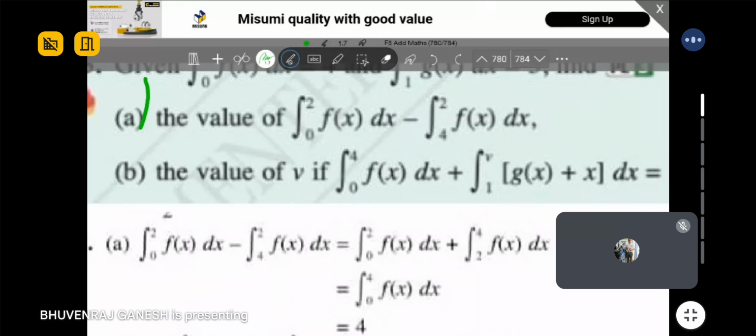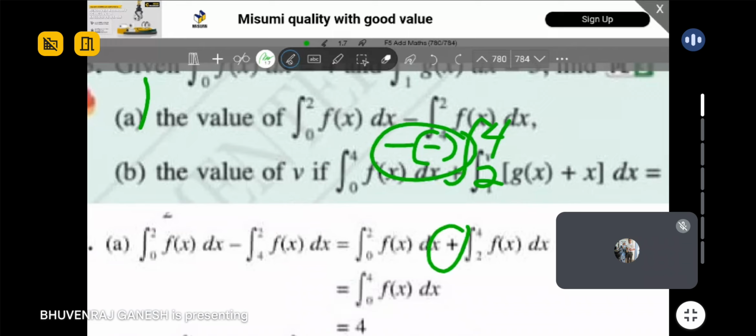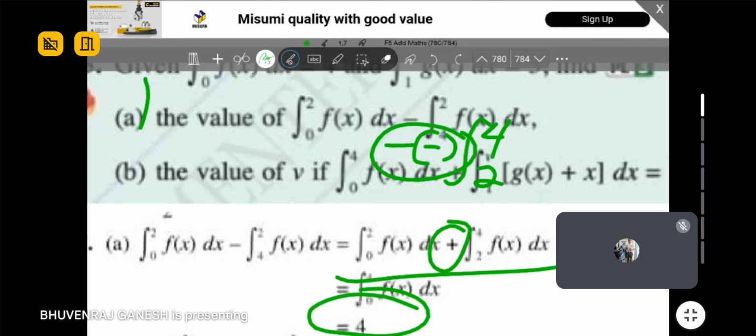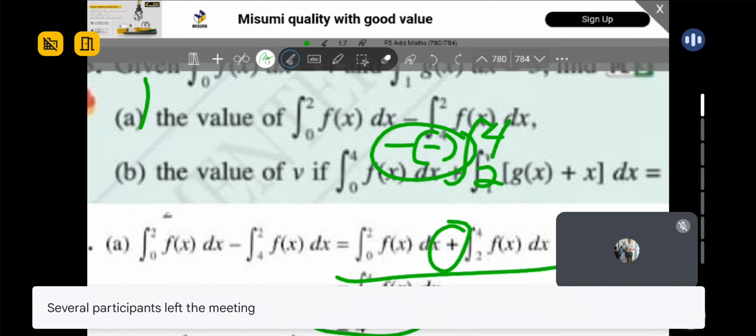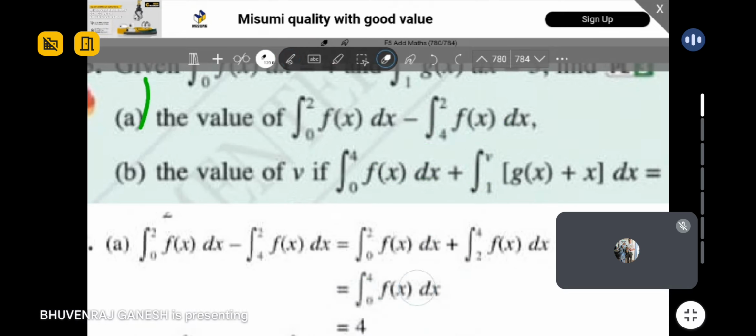So you just add negative, negative, 4, 2. So negative, negative, positive. So that's how you get this equation. Okay guys, so final answer 4. Senang kan guys? Very easy, right? As long as you know the rules, should be no problem.